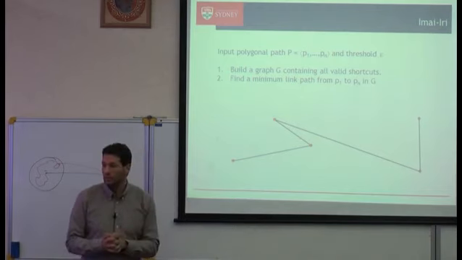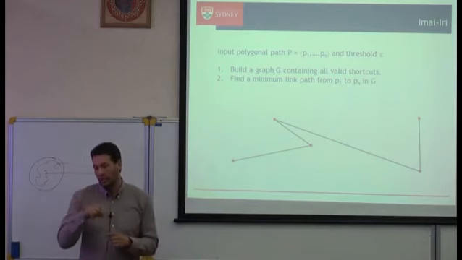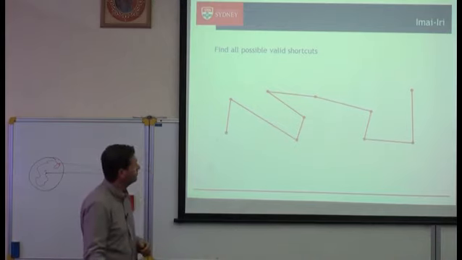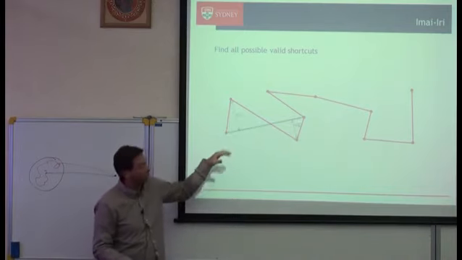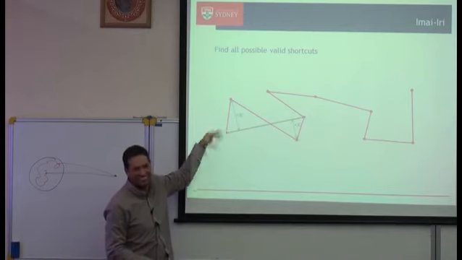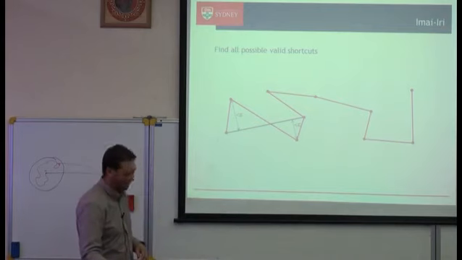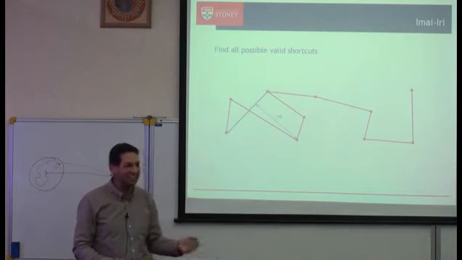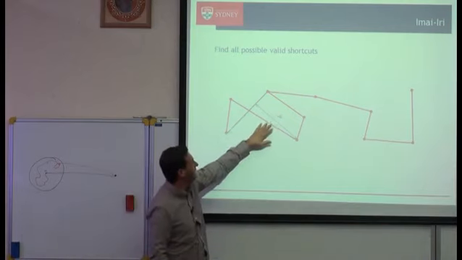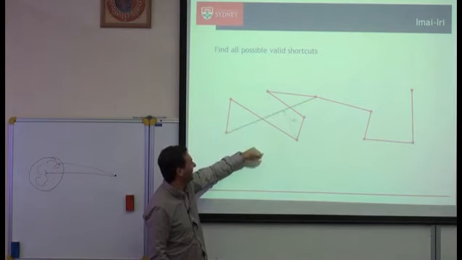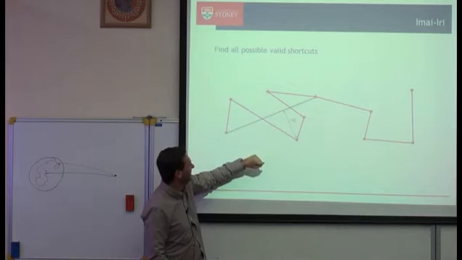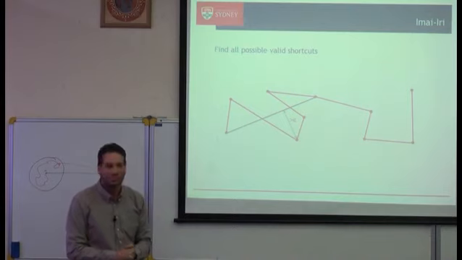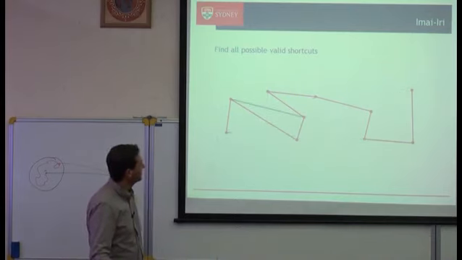Is that clear? What's a valid shortcut? If the distance between the shortcut and the original path is at most epsilon. So here again, we use the Hausdorff distance. So it's just the vertex furthest away from the edge. So we just check every edge: are all the vertices in between within epsilon? Yeah, but I think the algorithm is clear, right? Okay, good.